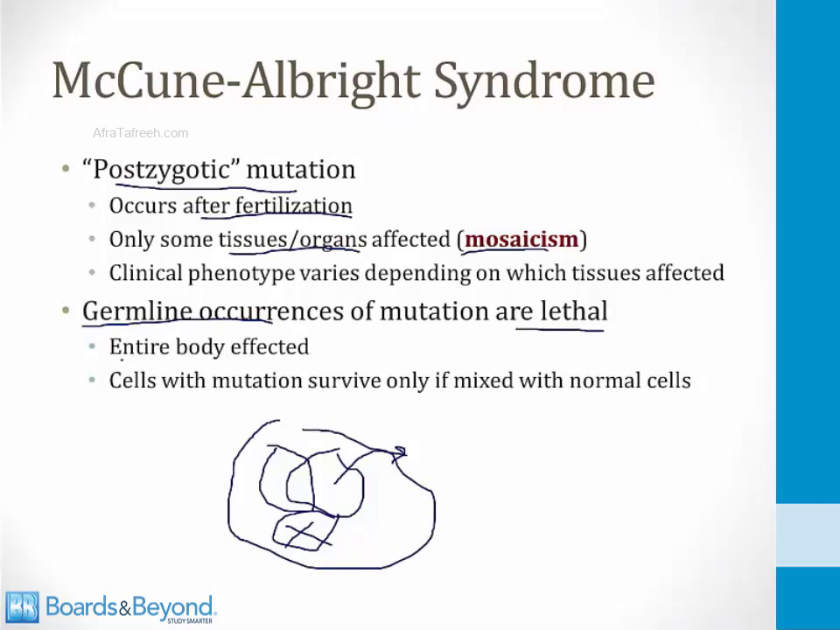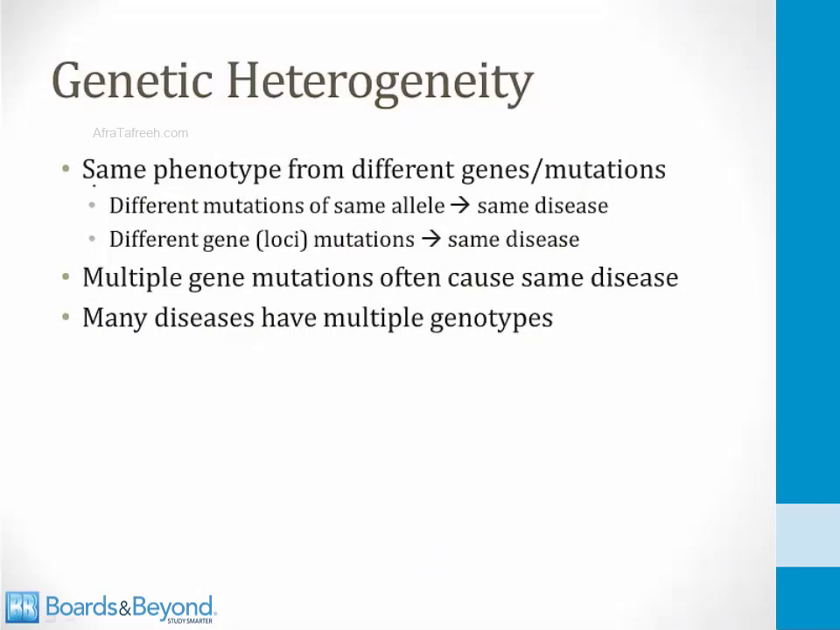In that case, the entire body is affected. So in other words, cells with this mutation can only survive if they are mixed with normal cells in the individual. What this means is if you see a child in clinical practice with McCune-Albright syndrome, that child must have mosaicism. If the child did not, they would have died and they would not have survived to come in for clinical evaluation. I'll finish this video with a couple more terms that you should be familiar with.